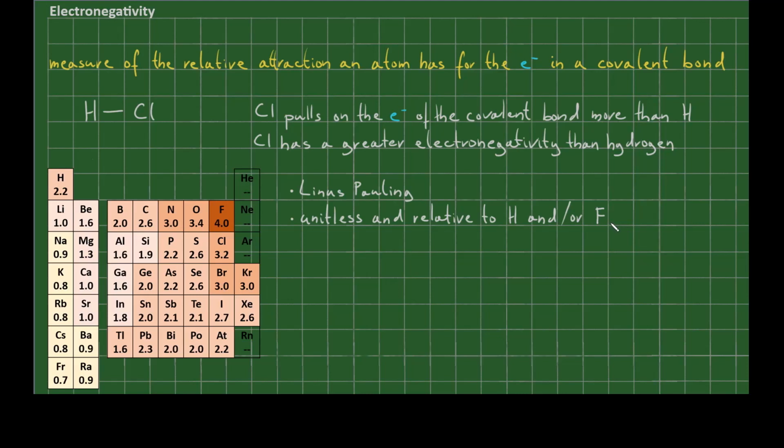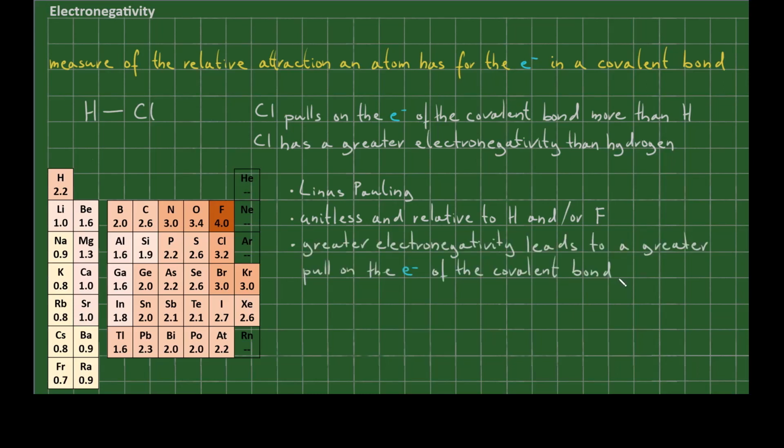For example, on my table, the electronegativity of fluorine is given as 4.0. You might find some tables where it is given as 3.98. I have simply rounded the result to 1 decimal place. What do all of these values mean again? Well, as I have said earlier, the greater the electronegativity, the greater the pull on the electrons.